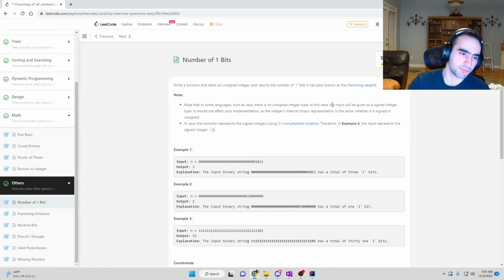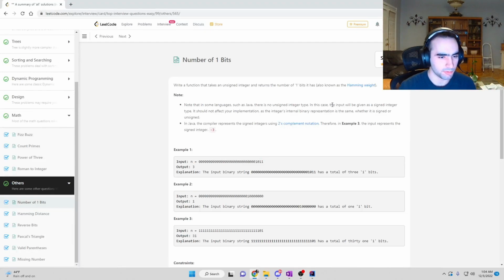So now we're going to be moving on to our other section where we're going to be dealing with problems that are not really related to the other sections, and they're kind of in a section of their own, right? These questions are going to be relating to bit manipulation or, I don't know, random stuff like dealing with parentheses and just stuff in that nature, right?